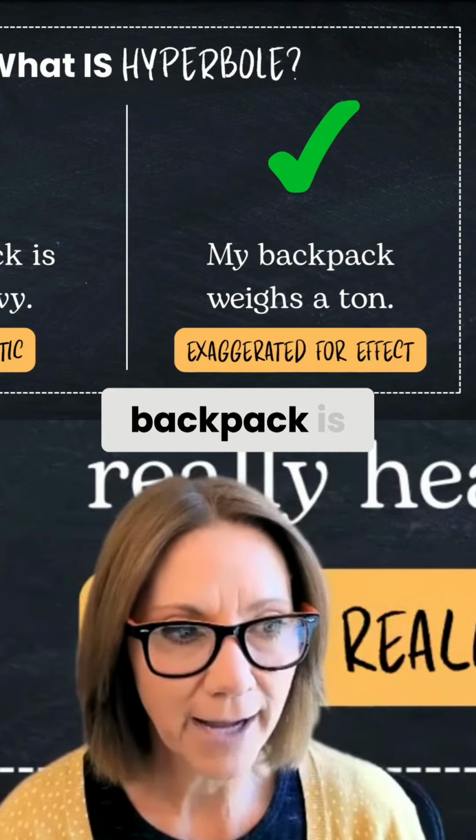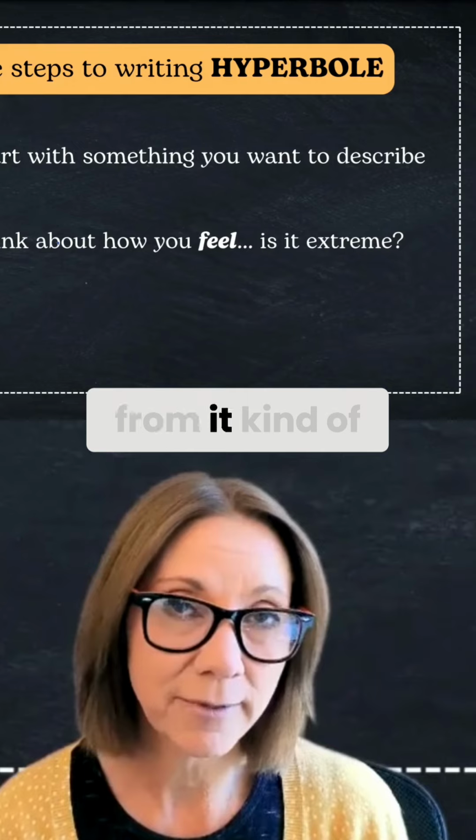There's 3 steps to writing hyperbole. So you're going to start with something that you want to describe, right? And now you're going to think about how does this object or this event or this thing make you feel? And then is that feeling that you get from it kind of extreme?